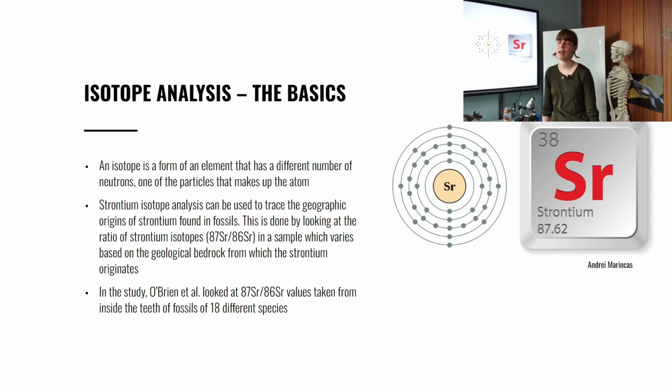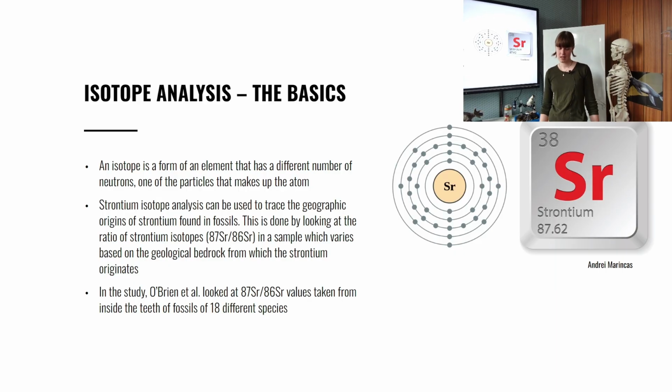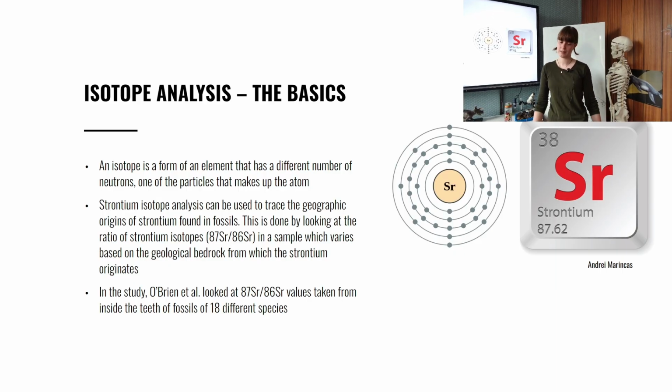So to understand how the paper managed to figure out if animals were migrating back then, I'm just going to quickly explain a bit about isotopes. Now, just a little disclaimer, I am no expert in chemistry, so it's quite a basic explanation, but basically an isotope is a form of an element that has a different number of neutrons, which is one of the particles that make up an atom. So it can be used to trace the geographical origins of strontium found in fossils. So you look at the ratios of the isotopes, and these ratios relate to a geographical location.